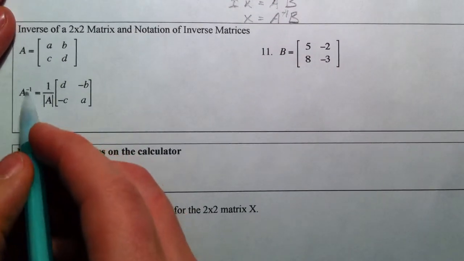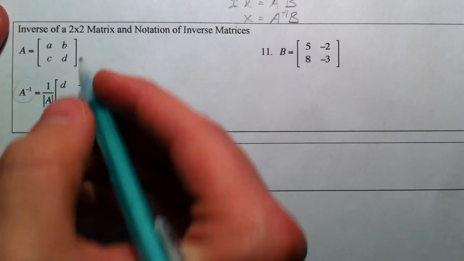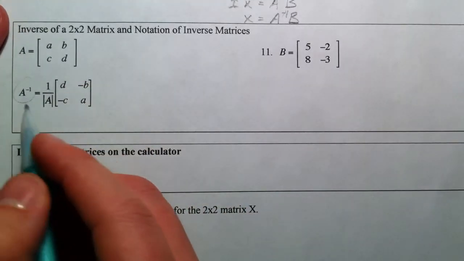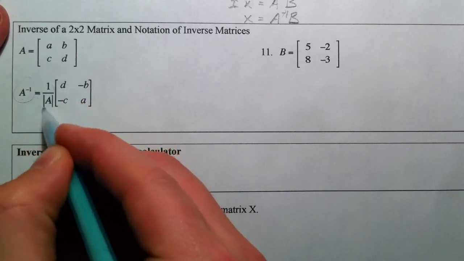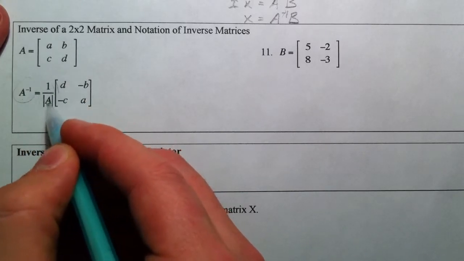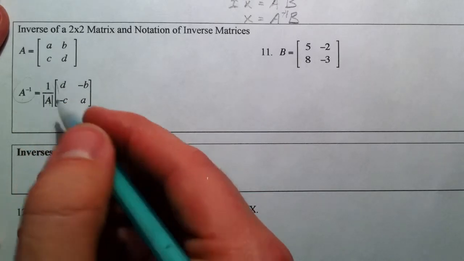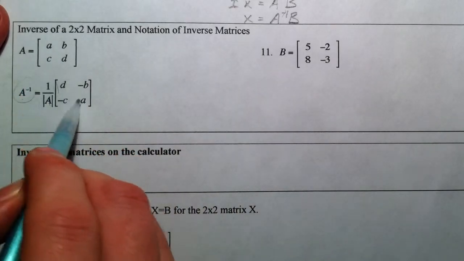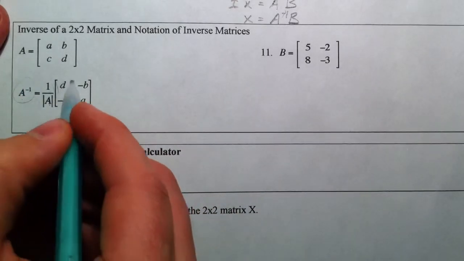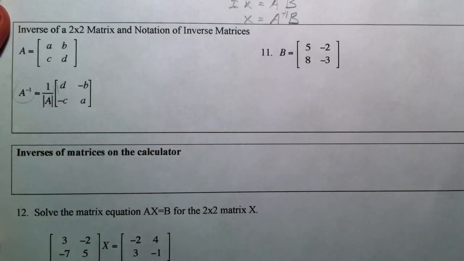So, inverses. Notice that for the inverse, we use A to the negative 1 power. That's the notation. A to the negative 1. It's got the scalar multiple out front, 1 divided by the determinant of whatever it is. And then notice that A and D swap spots. And then B and C stay in the same spot, but they become negative.